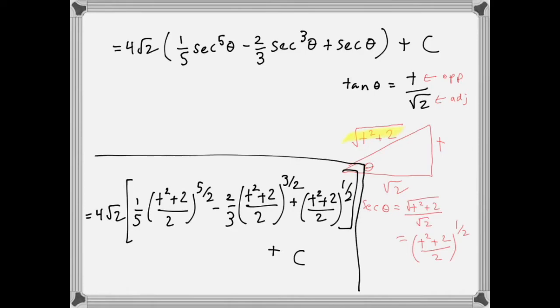Everything I wrote here is my answer. Yes, there is maybe some extra simplifying we can do just because we have 2's in the top, 2's in the bottom, things like that, but this is okay. I'm going to leave my answer this way, okay? This would be my unsimplified answer.